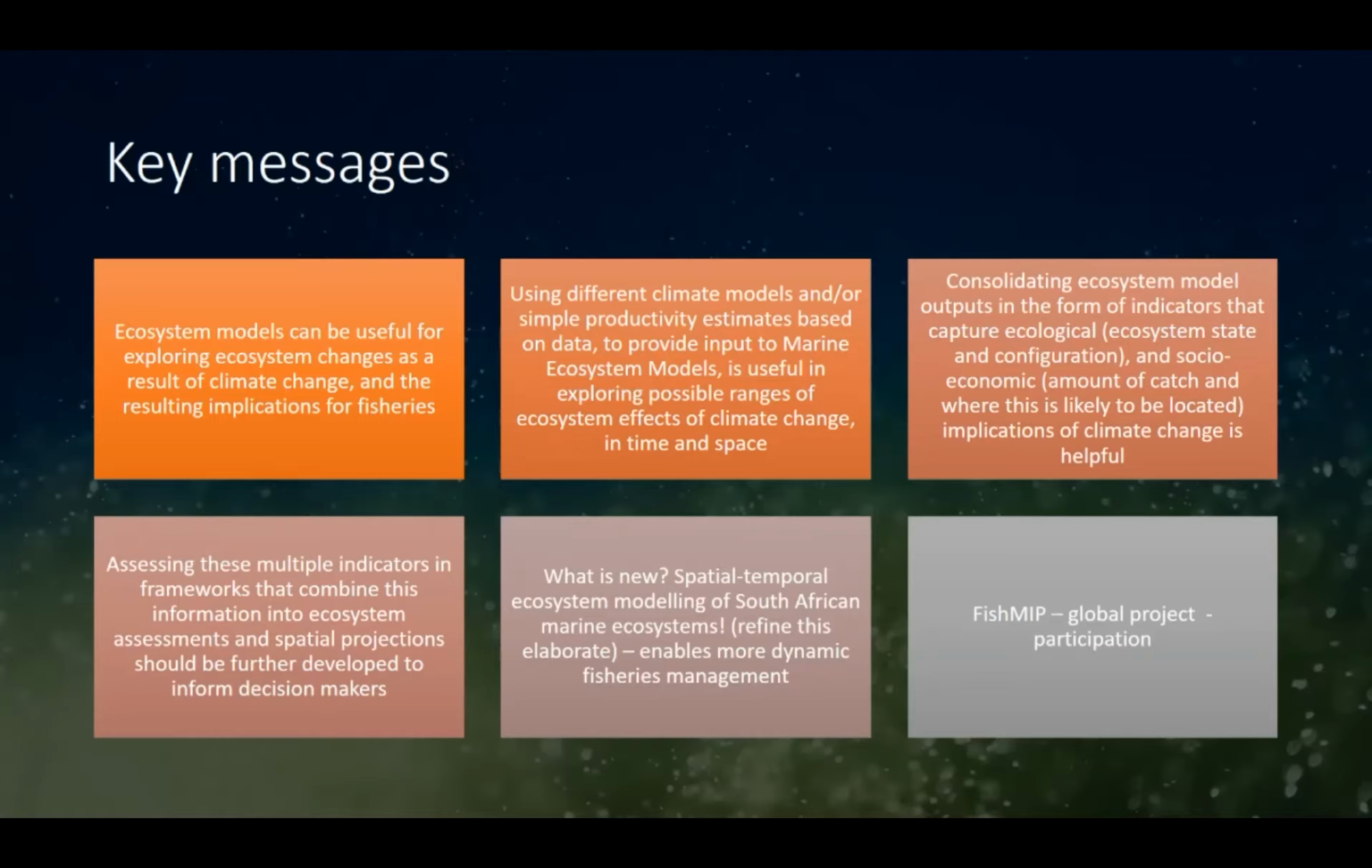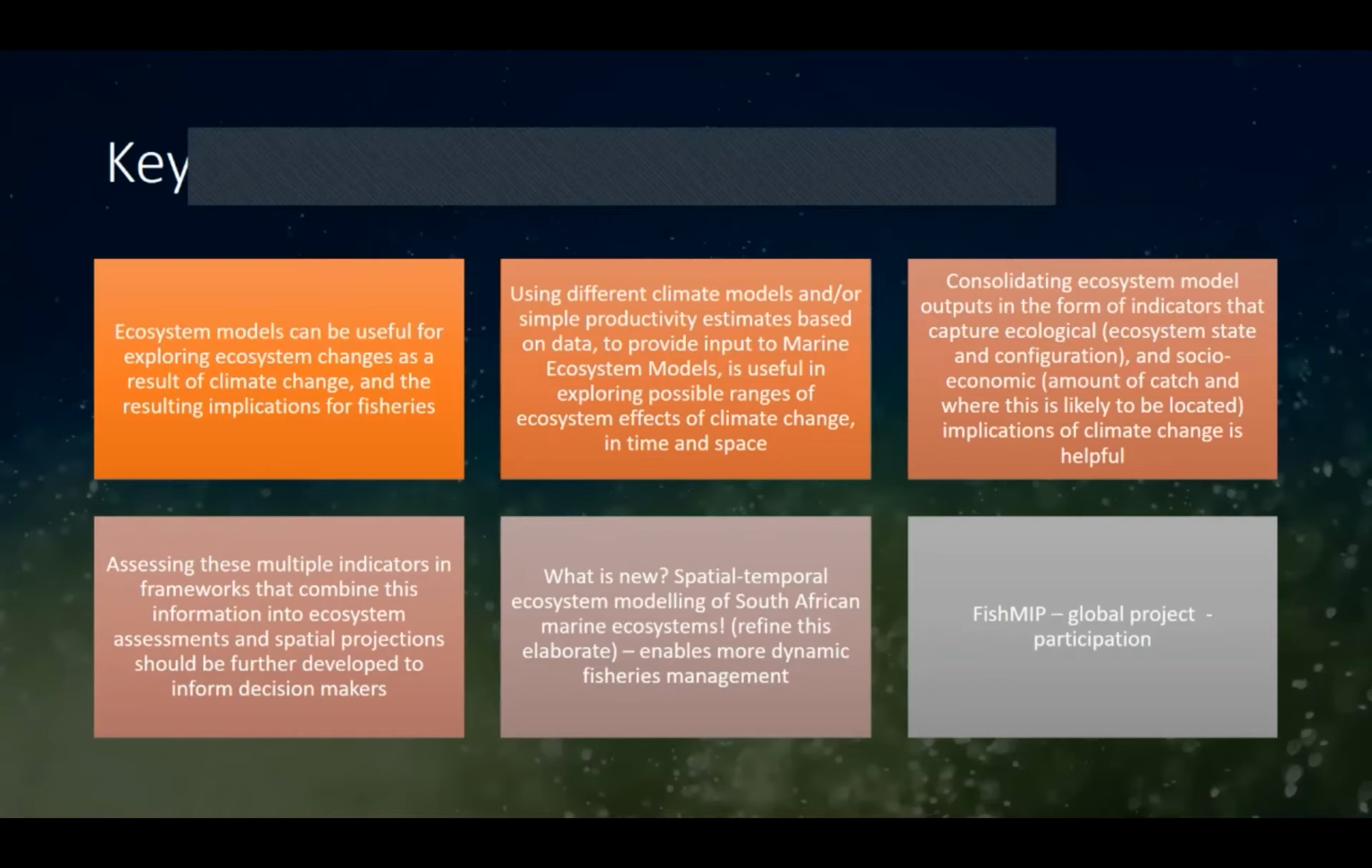So all in all, what's new? Well, we had some spatial temporal models of our ecosystem previously, but they were not as detailed in terms of functional groups and they were not as spatially explicit. So this is new, and the Ecospace modeling approach applied in our region is also new. And then I just wanted to highlight again the FishMIP, which we're participating in, and you can read a little bit more about that. That's something where we really are putting the Southern Benguela and the South African cases into the global projections.